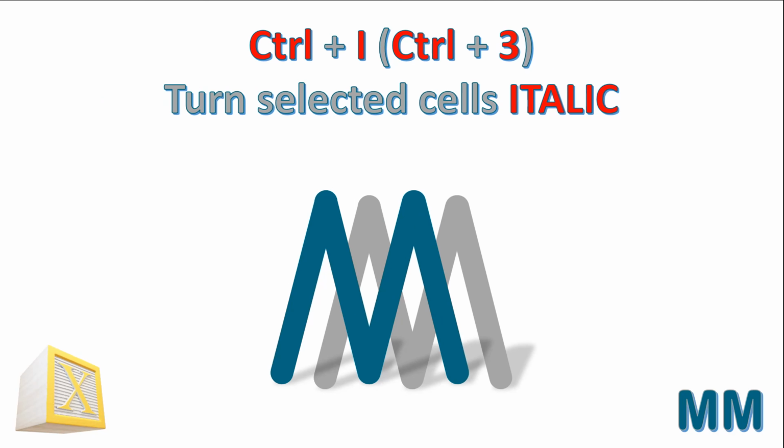The Control I is the shortcut that will allow you to change your selected cells to italic. So you can either choose Control I or Control 3, and that will allow you to do exactly the same thing as we mentioned for bold, to place the formatting as italic, or to reverse it if you are pressing it for the second time, using the same shortcut, or each one of the two that you can see here, Control I and Control 3.